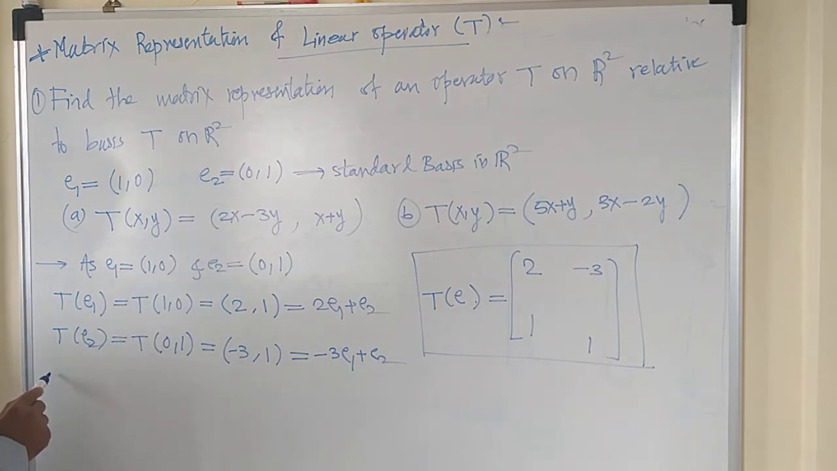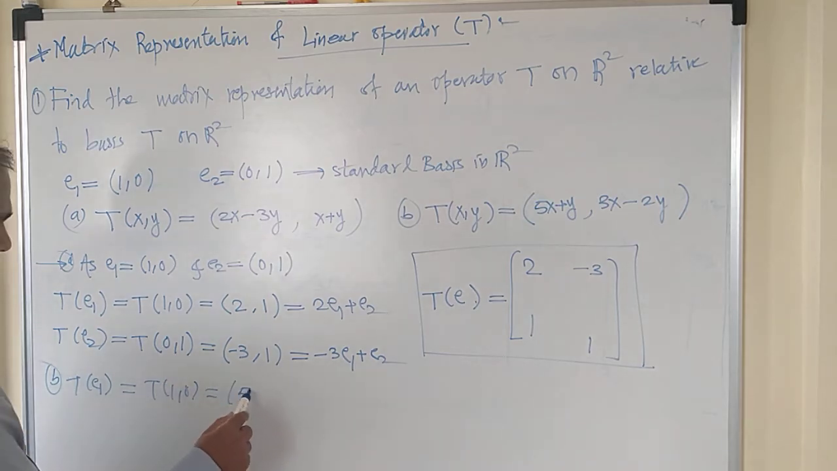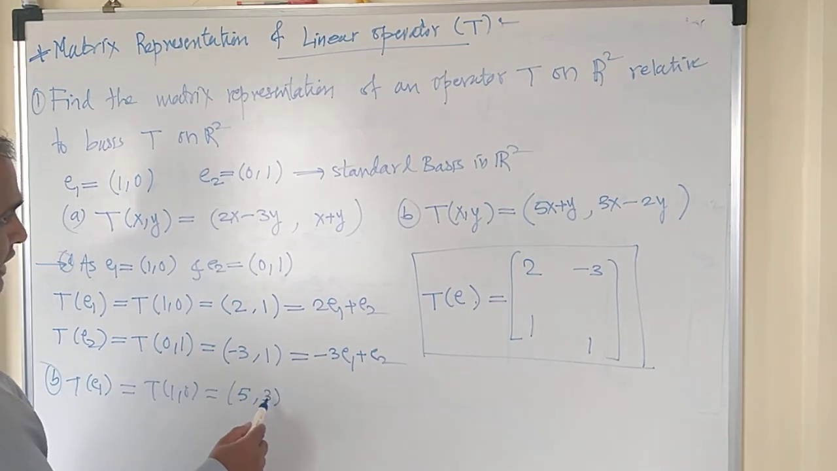So for the second case, for B, this was for the A case. So TE1 will be how much? T of 1, 0, put the values of x and y equal to 1 and 0, and this will give you 5. And in the second case, if you put the values of x and y equal to 1 and 0, you will get 3 only, right?